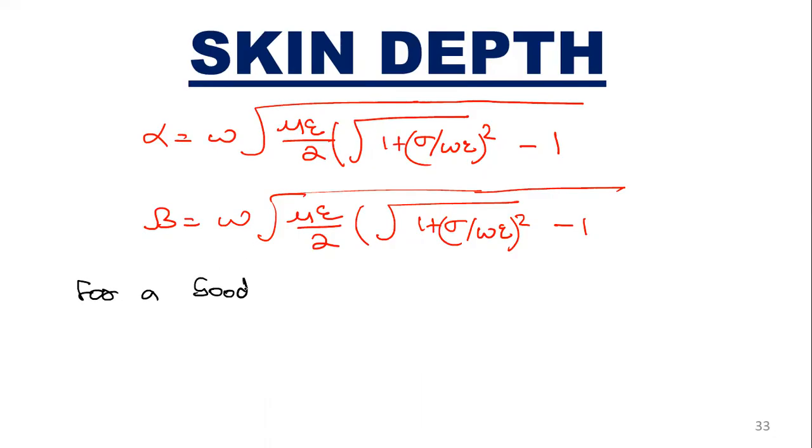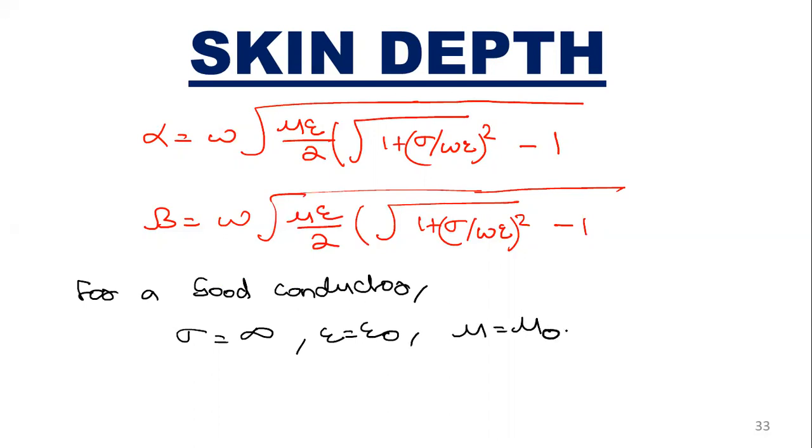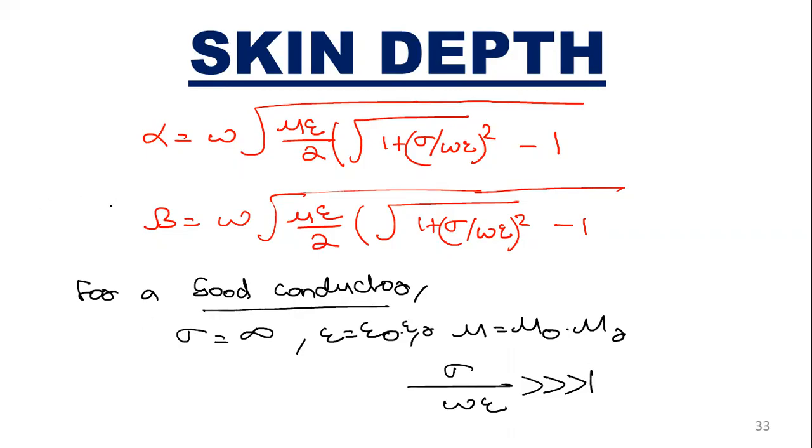For a good conductor, we know that sigma, that is conductivity, is equal to infinity, epsilon is equal to epsilon naught into epsilon r, and mu is equal to mu 0 into mu r. And I have shown you all the 4 conditions. Sigma by omega epsilon is very much greater than 1. This condition for a good conductor we will apply. For example, sometimes they will say the conduction is taking place through copper. They will not say good conductor, but if they say it is through copper, that is a good conductor. So you should apply this condition in alpha and beta, and you will get the updated values of alpha and beta for a good conductor.